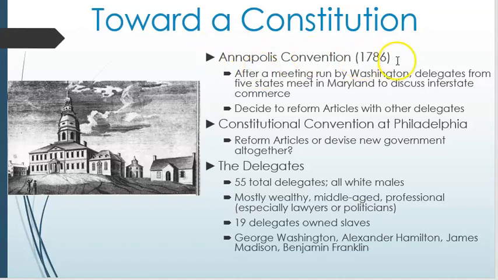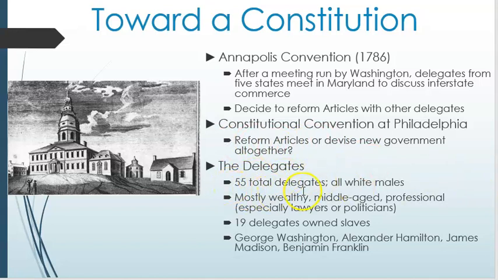You'll have this mini convention in 1786. It's run by Washington. A few of the states meet, and they're like, hey, what can we do? Well, we got to fix the Articles of Confederation. Okay. So then they have a constitutional convention in Philadelphia. And the question is, do we reform the Articles, or do we create a whole new government?